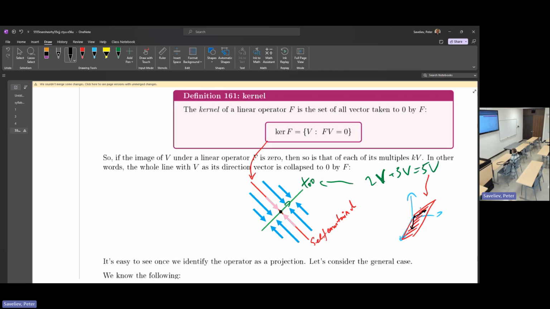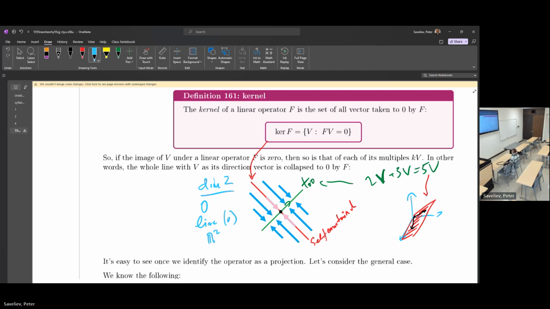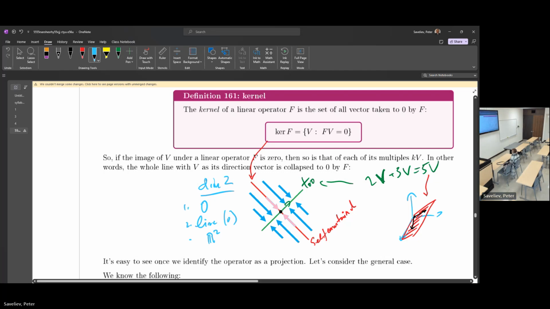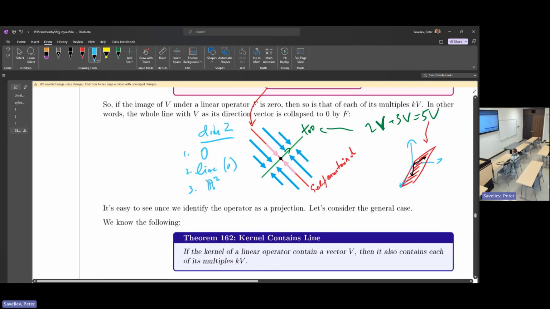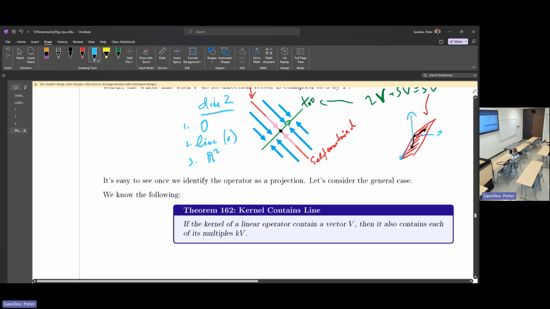In high dimensions, the space itself is high dimensional, and the kernels of linear operators might also be high dimensional. In dimension two, there are only three possibilities: the zero, a line that goes through zero, and the whole plane. These are the only three options for the subspace, and therefore for the kernels. But at the very least, it does contain a line. So if you have a vector, then all of its multiples also belong there.